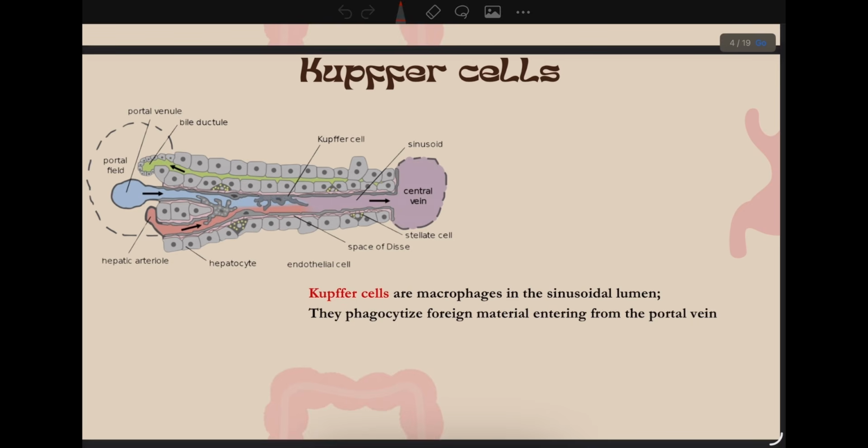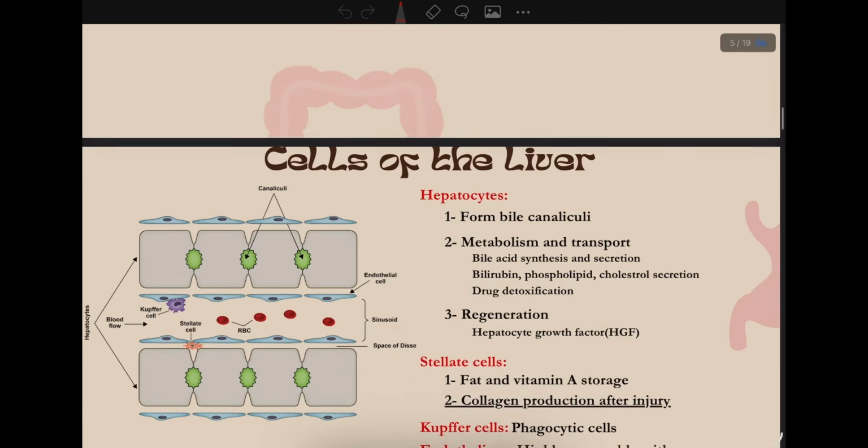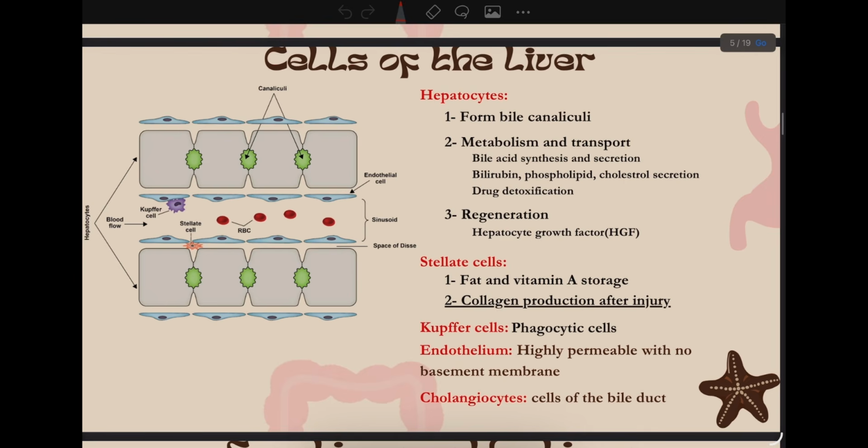Kupffer cells. Kupffer cells are macrophages of the liver, basically. And they are sitting in the sinusoids of the liver and they phagocytose any foreign material that might get into that sinusoid. And this is a summary for the cells of the liver.